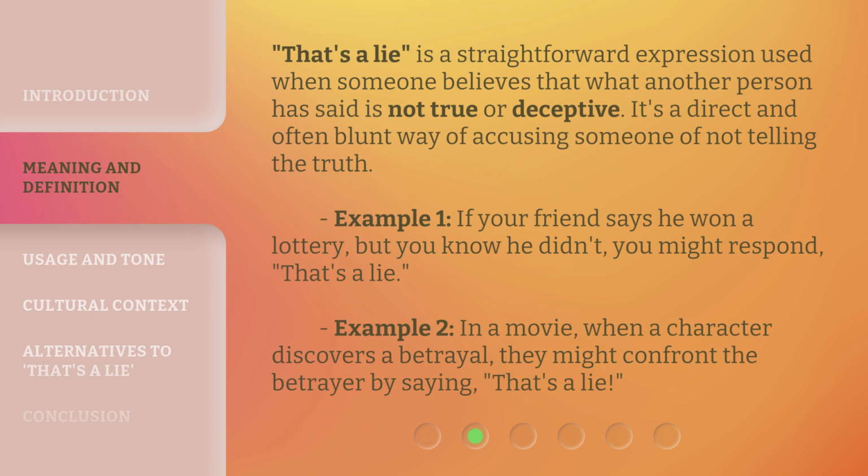"That's a lie" is a straightforward expression used when someone believes that what another person has said is not true or deceptive. It's a direct and often blunt way of accusing someone of not telling the truth. Example 1. If your friend says he won a lottery, but you know he didn't, you might respond, "That's a lie." Example 2. In a movie, when a character discovers a betrayal, they might confront the betrayer by saying, "That's a lie."